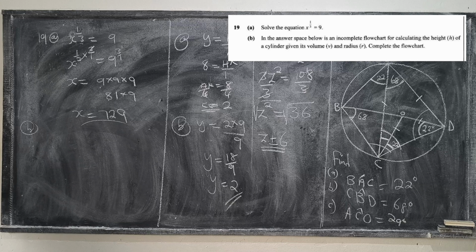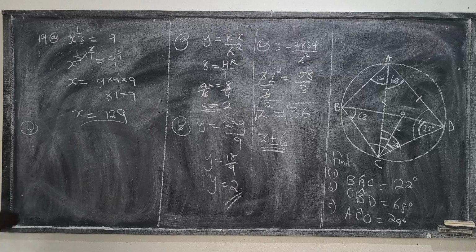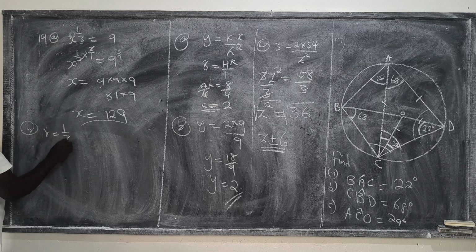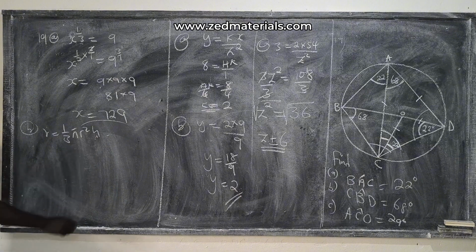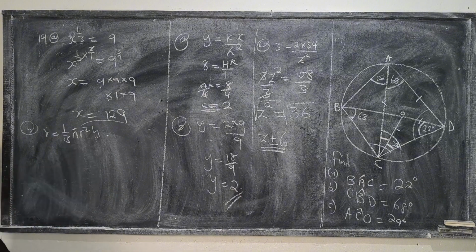of the cylinder given its volume V and radius r. Complete the flowchart. So how do you calculate the volume of a cylinder? The volume is given by 1 over 3 pi r squared h. So you want to find the height. Okay, you want to find the height. So we are going to make h the subject of the formula.